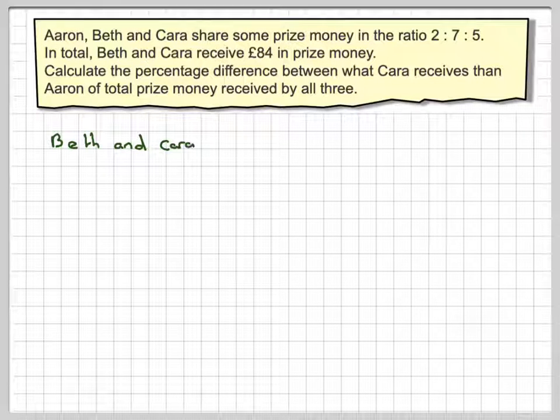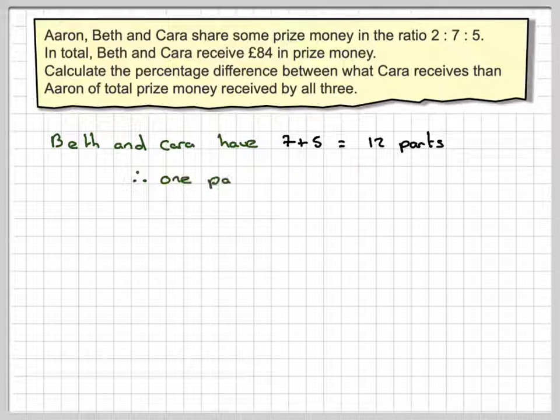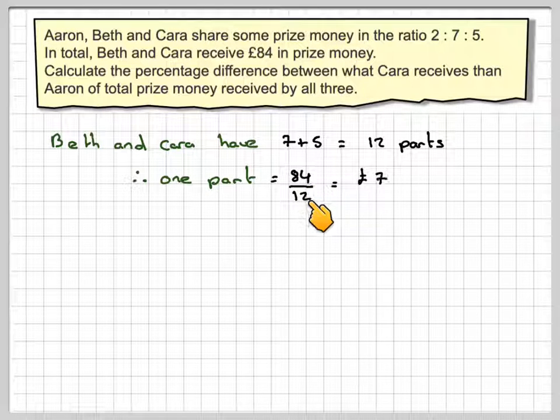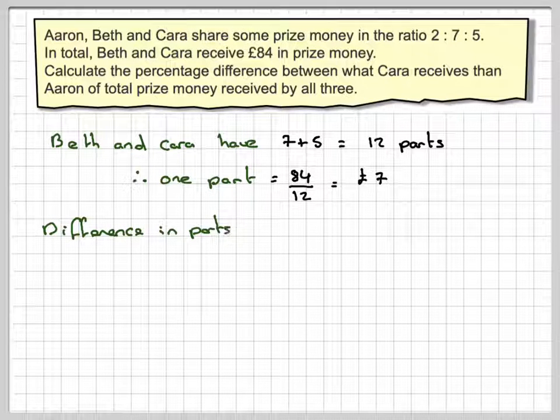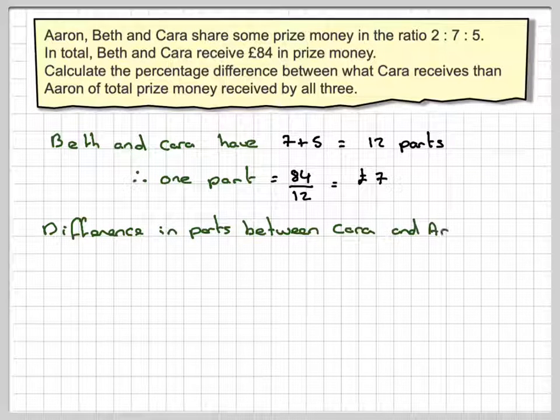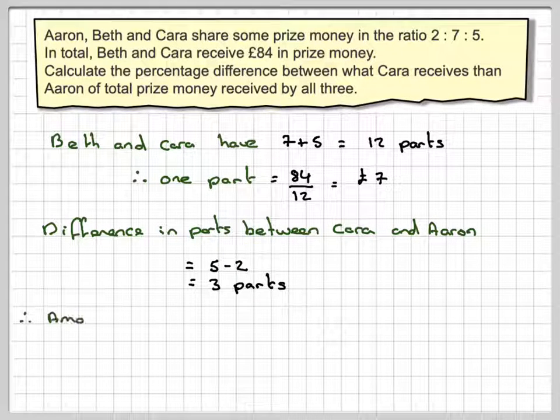So, Beth and Cara have 7 plus 5 parts altogether, which is 12 parts. Therefore, one part will be worth 84 divided by 12, which is £7. The difference in parts between Cara and Aaron will be 5 minus 2, which is 3 parts. And then 3 parts will be worth 3 times 7, which is 21.